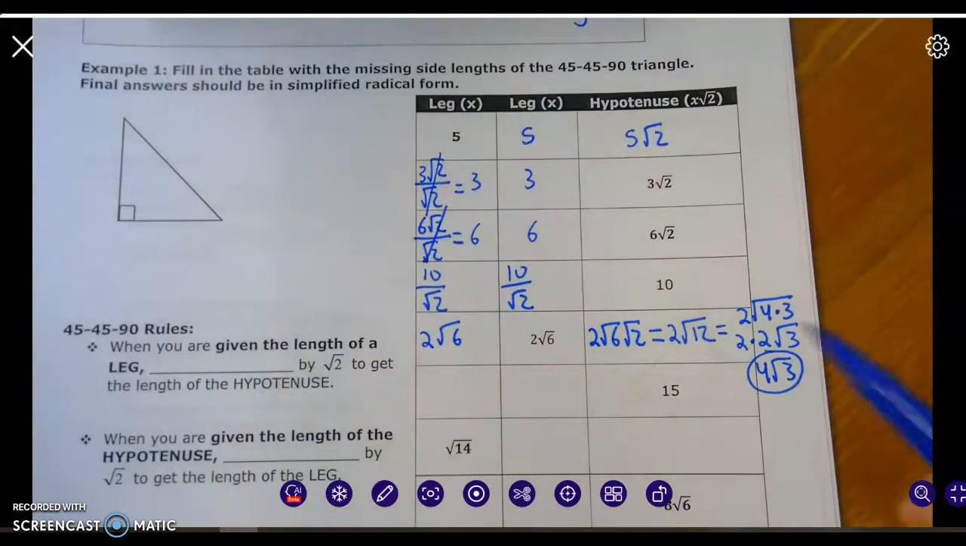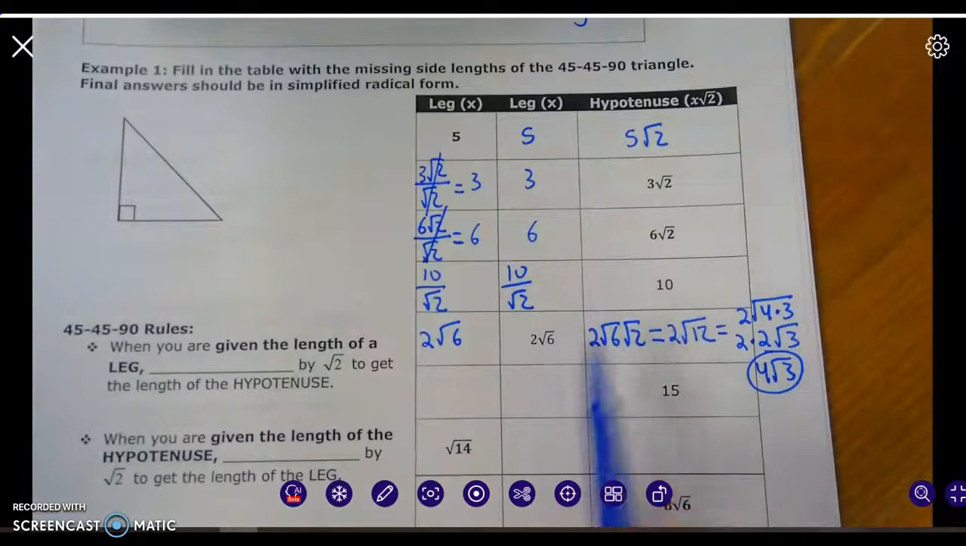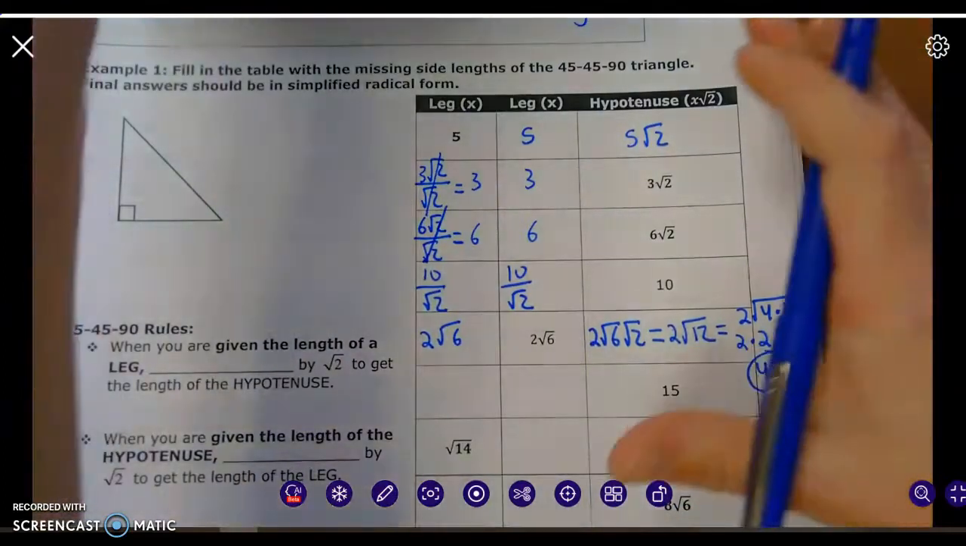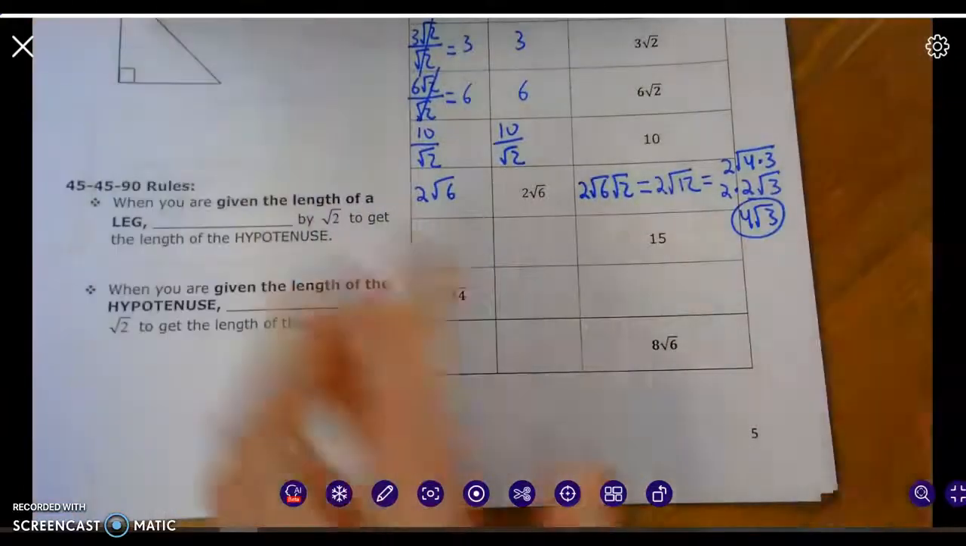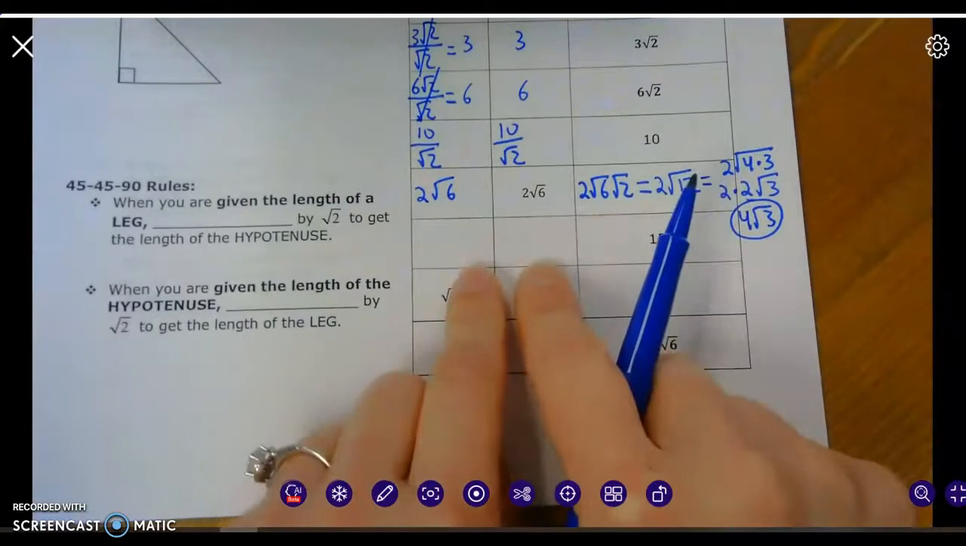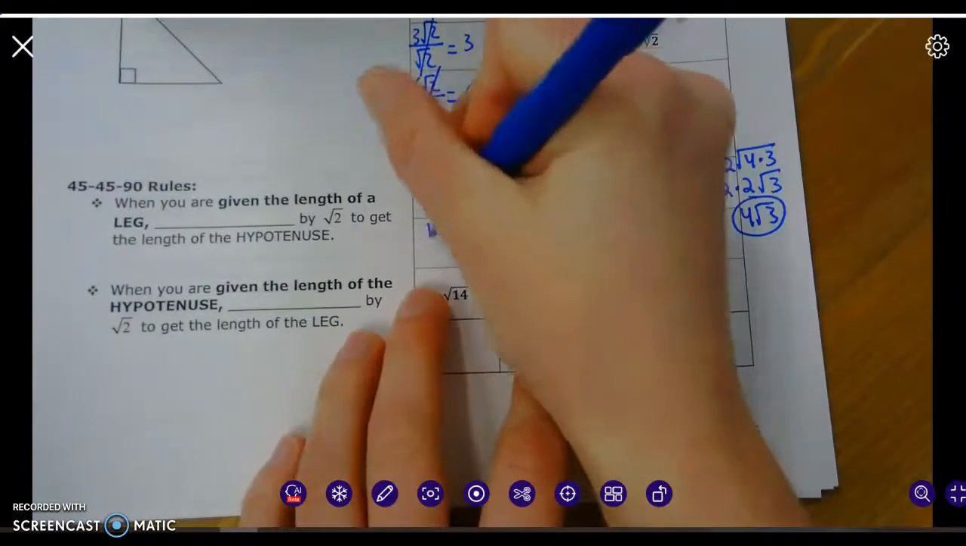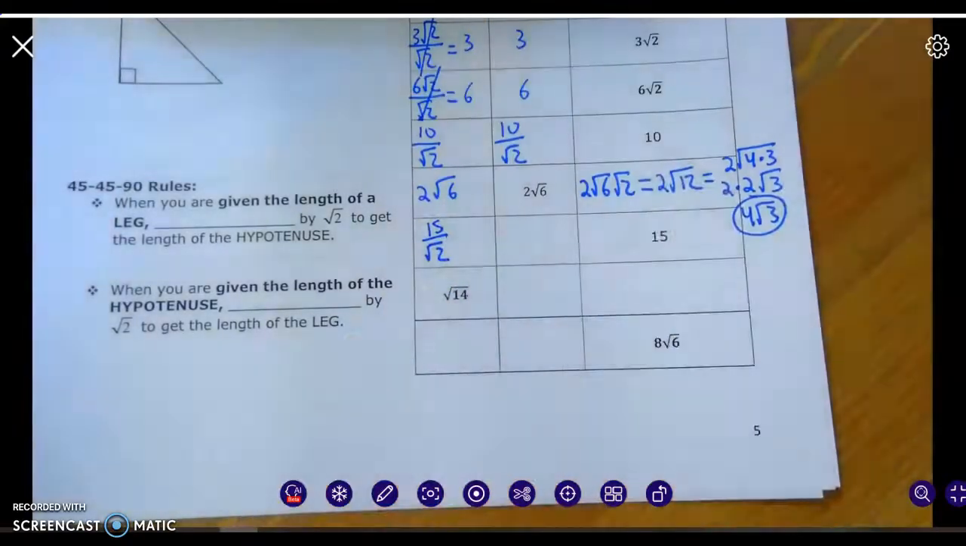Okay, so that one was a little messy because we had to do the simplification. But you're still just multiplying by that square root of 2. Okay, next one, 15. We're starting with hypotenuse. So to go backwards, we multiply or divide. So we're going to divide. So we just have 15 over the square root of 2. Nothing cancels there, so we're just going to leave it like that.